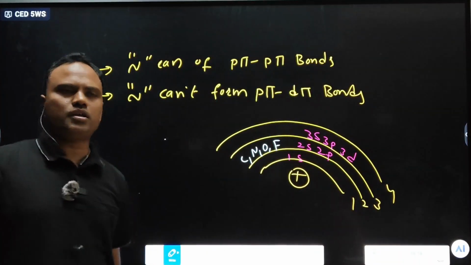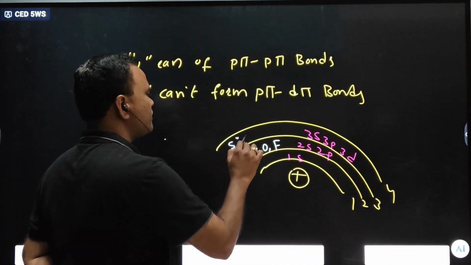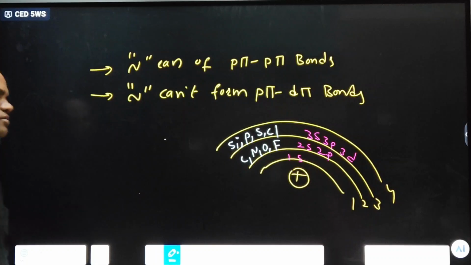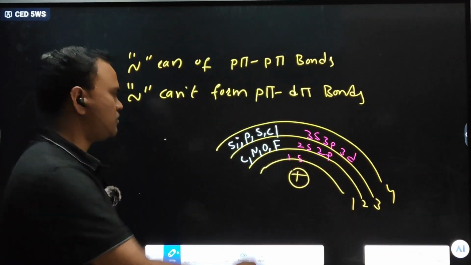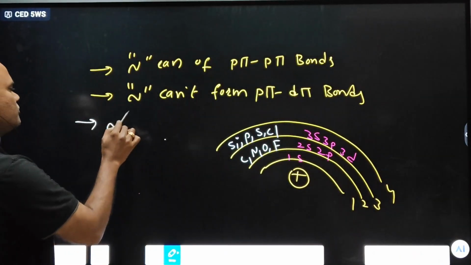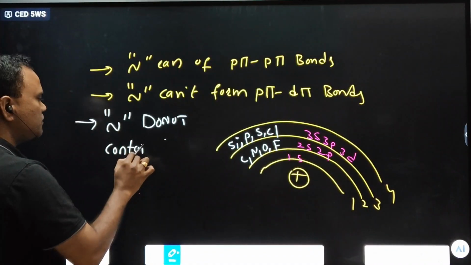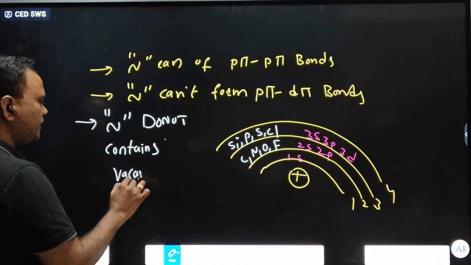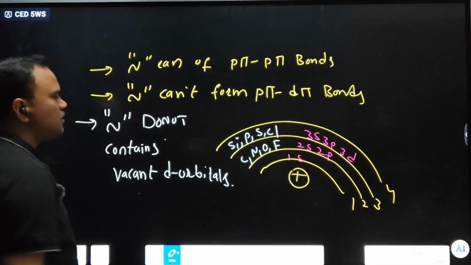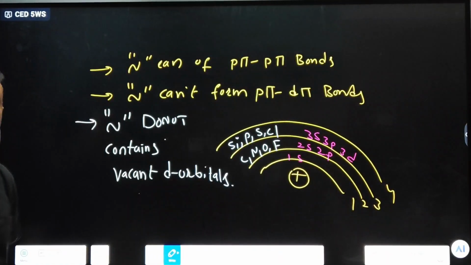Very important, useful in organic also, a basic important point. In the third period, silicon, phosphorus, sulfur and chlorine. Phosphorus contains vacant d orbitals because it belongs to the third period. Nitrogen does not contain vacant d orbitals, that is the reason. So write this as an important point: nitrogen does not contain vacant d orbitals. That's why it cannot form p-pi d-pi multiple bonding.